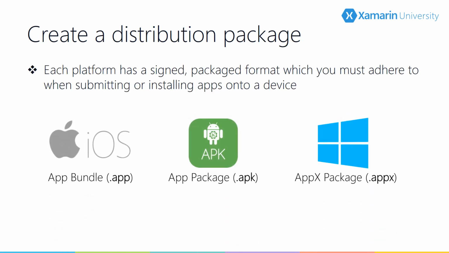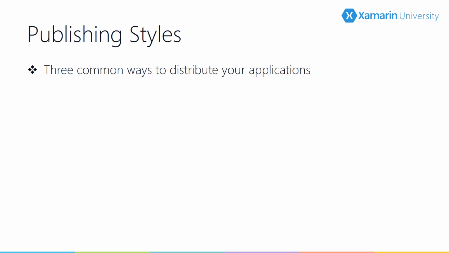Now once you've got a compacted application, you're ready to create a distribution package. Now, these are often zipped containers with your application and all of its assets. Now, each platform does this a little bit differently, and really the best way to stay up to date is to check the documentation from each vendor. There are also excellent guides on developer.xamarin.com. Now let's talk about the publishing process itself, and there are 3 different ways to distribute your applications.